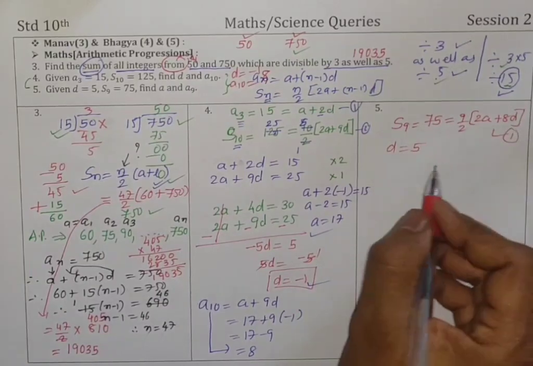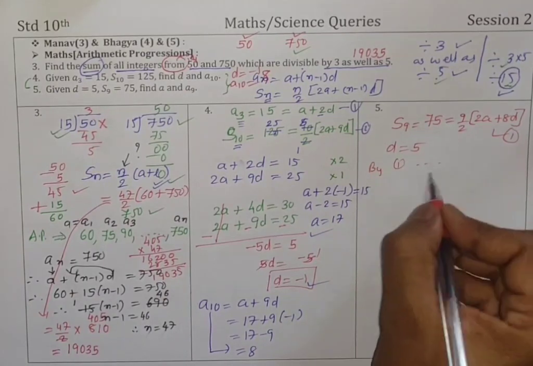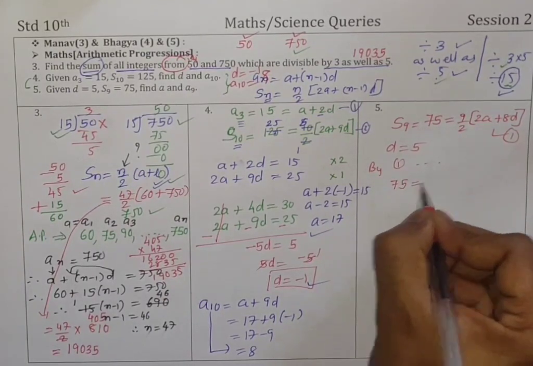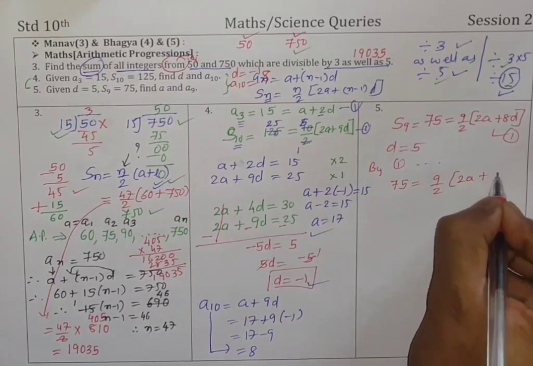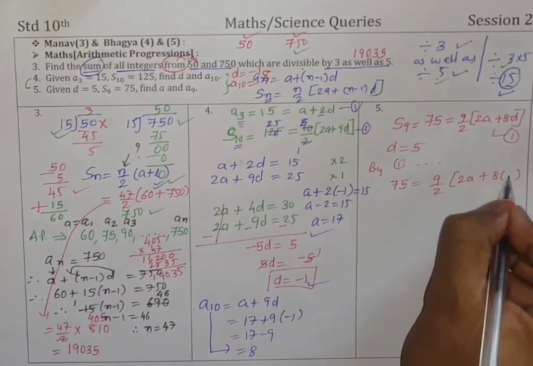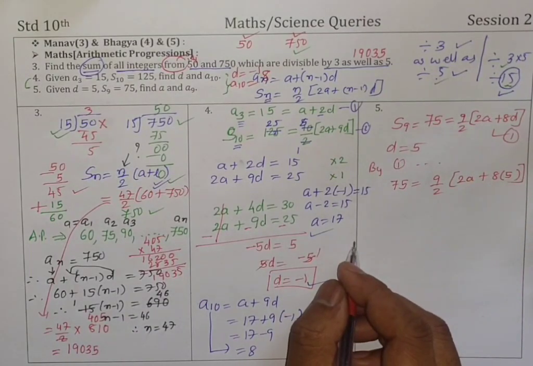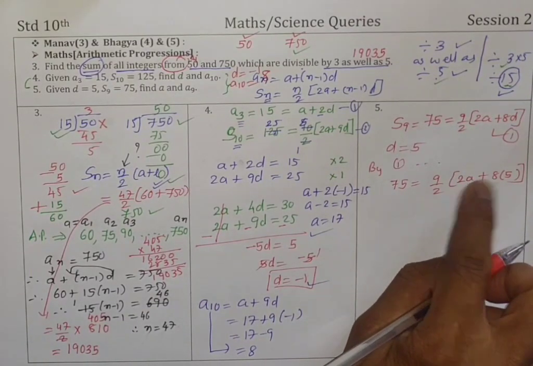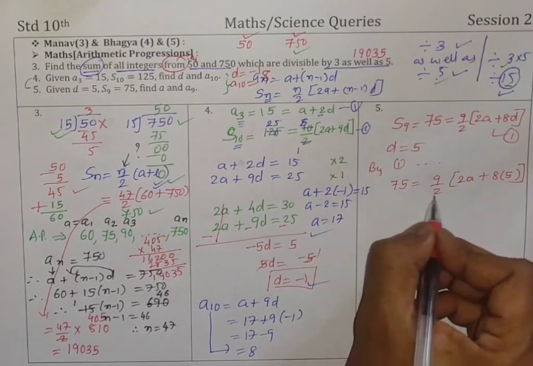I call this 1. Alright, so by 1 we have 75 is equal to 9 by 2 into 2A plus 8 into D, that is 5. Now only A is left in your equation, A is unknown. Okay, so this is a linear equation in one variable, easy to solve.